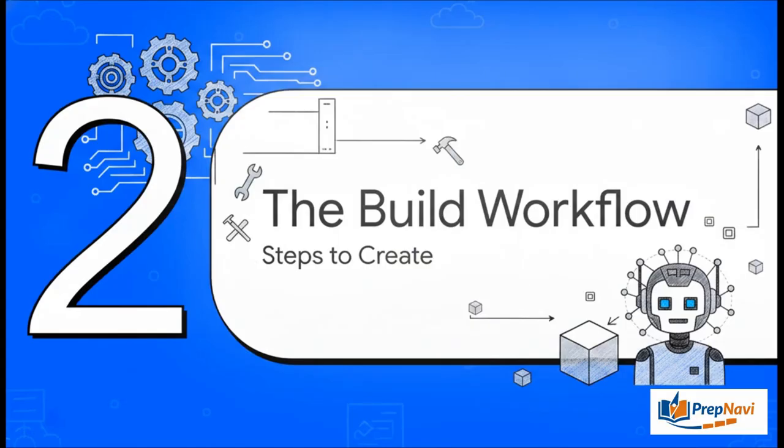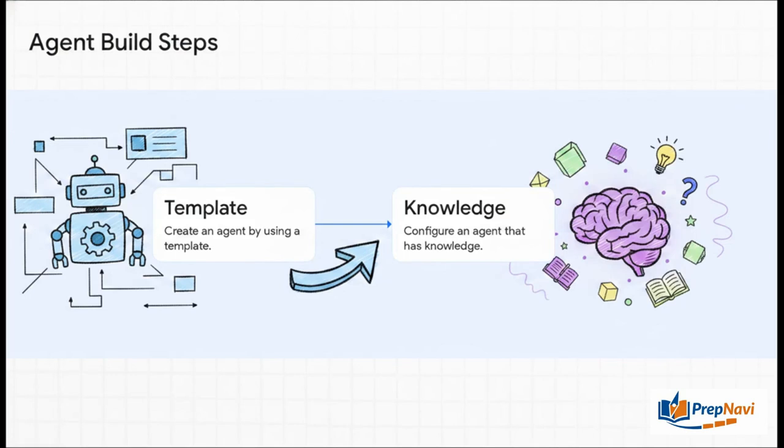Section 2. The build workflow. The exact steps to create. So once you've made the strategic call that a custom agent is a must-have, you jump right into the build phase. According to the exam skills measured, this workflow boils down to two foundational steps. Step 1, create an agent by using a template. So you don't start with a blank screen, you start with a structured foundation.